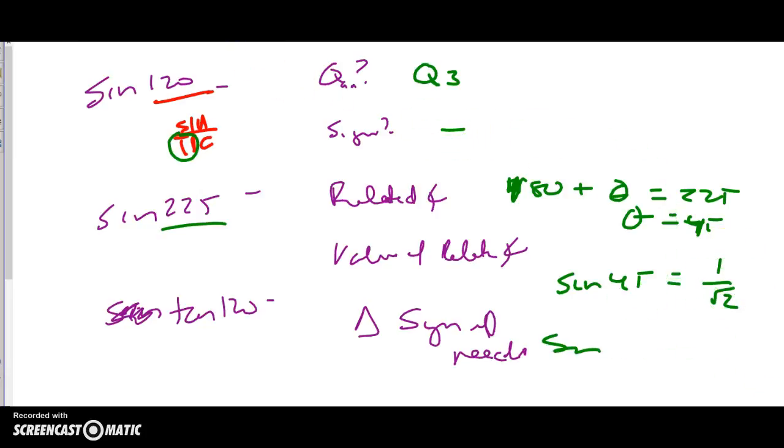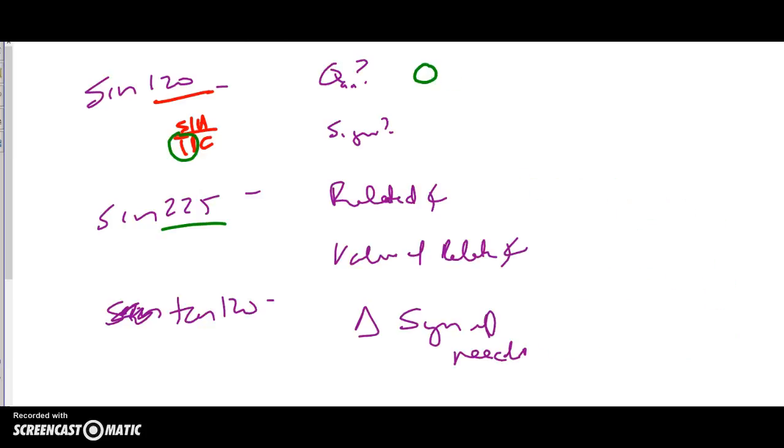Okay, let's move on to the last one, tan 120. You can pause me. I know I'm whipping through this, but I'm trying to get this under 15 minutes because that's all I paid for. And I didn't pay anything for this software, but I get 15 minutes for free.